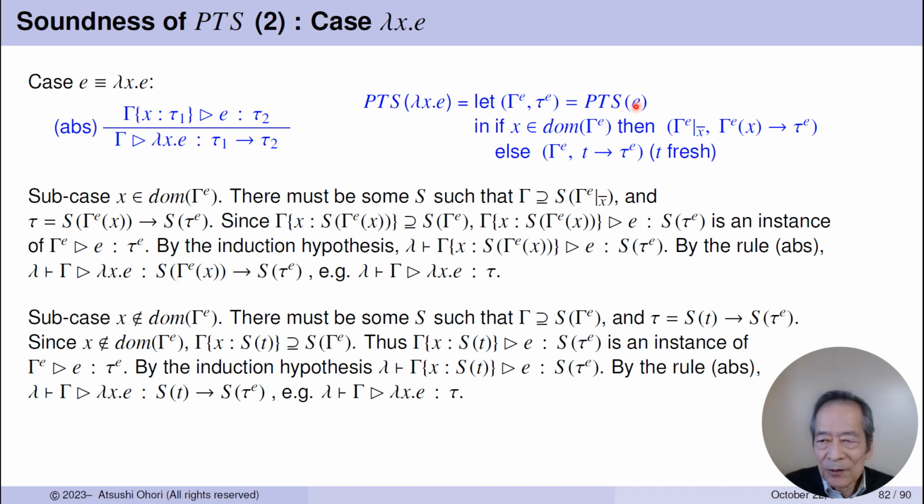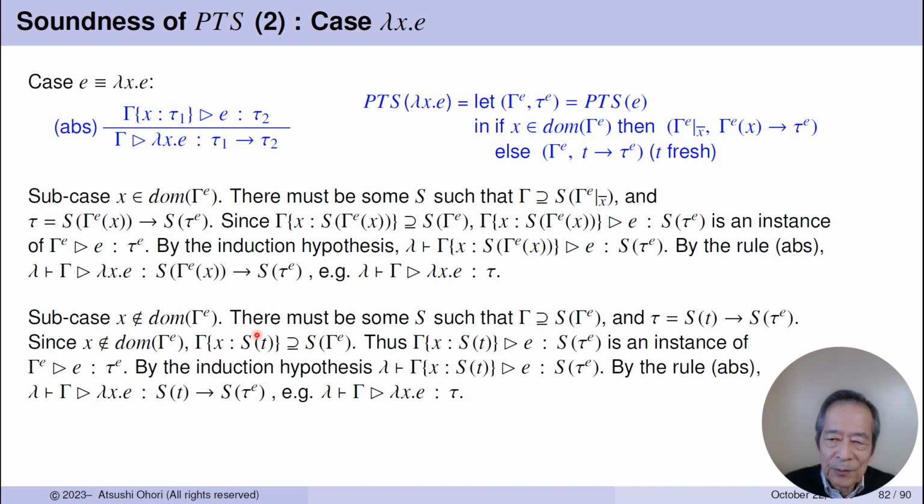But then, because this is a recursive call, by the induction hypothesis, this instance is derivable under this type system. And then by applying the rule abs, we get this typing. But this is the same as tau, so we get this typing. So we have done. So the other case corresponds to this branch.